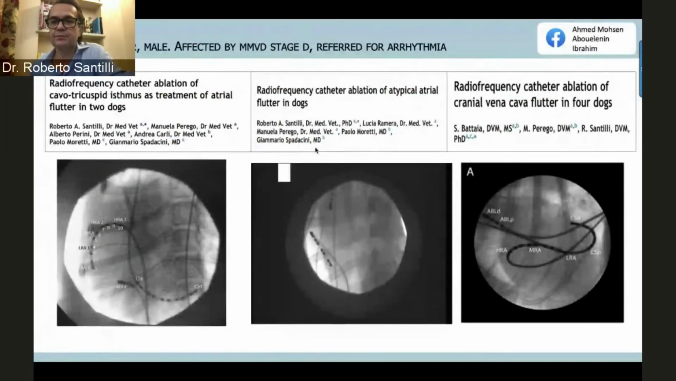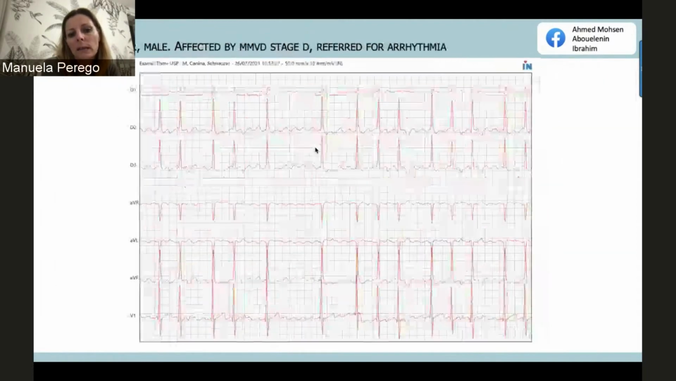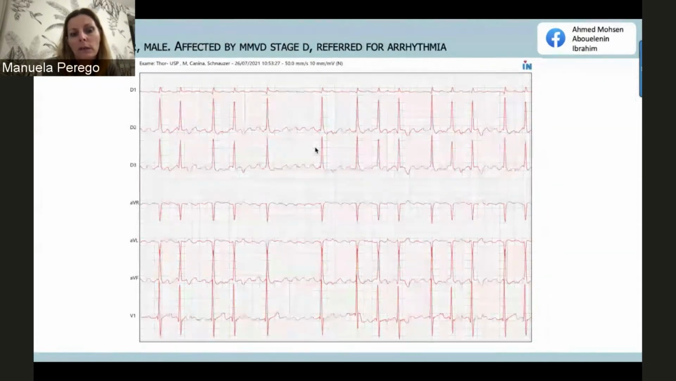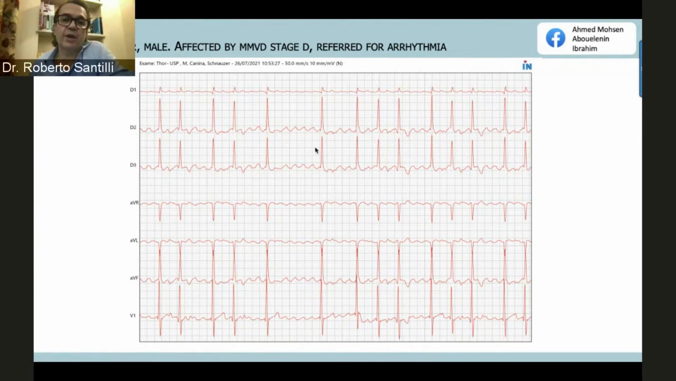Okay, which type of antiarrhythmics do you consider in case 3, so in the dog affected by mitral valve disease stage D with normal right ventricular and left ventricular function? And which options do you consider in ECG 4 with normal echo? All right, this is a very good question.